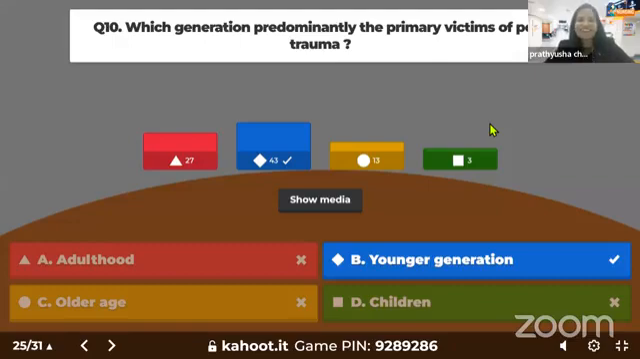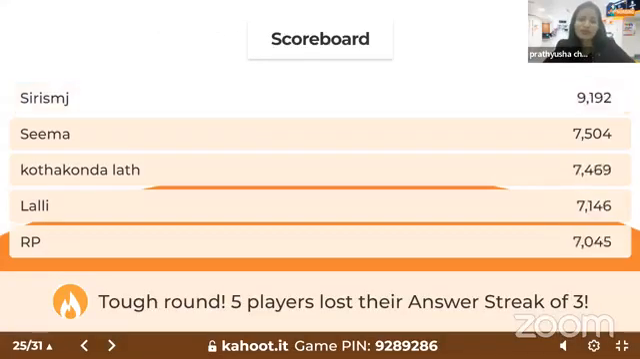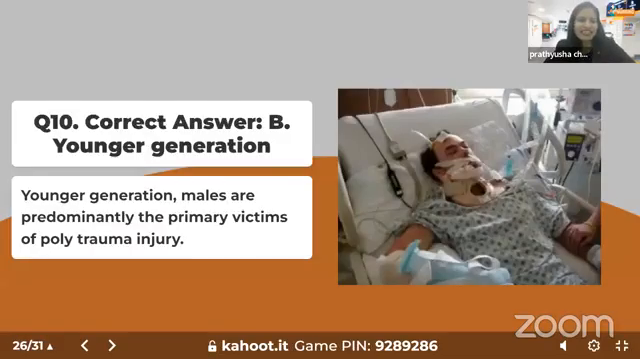Okay, 43 people have chosen the younger generation. Wonderful, great. Those who chose older, adult, and children are wrong. Yes, we know that the younger generation are most of the people who get into trouble, right? So Siri again on the top, then Seema, Lata, Lali, and RP, not giving anybody a chance to score on the top. Great. So the answer is B, younger generation, as I said, because males are predominantly, and see this again, males are on the top to have this polytrauma injury most often, right? Because they are the most notorious ones, yes?